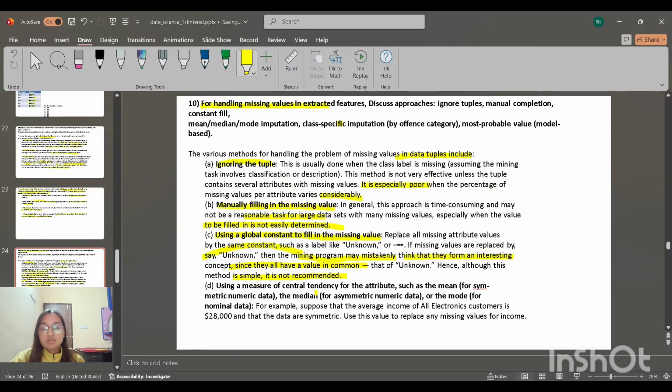Using a measure of central tendency for the attribute, such as the mean for symmetric numeric data, the median for asymmetric numeric data, or the mode for nominal data. For example, suppose that the average income of all electronics customers is $28,000 and that the data are symmetric. Use this value to replace any missing values for income.